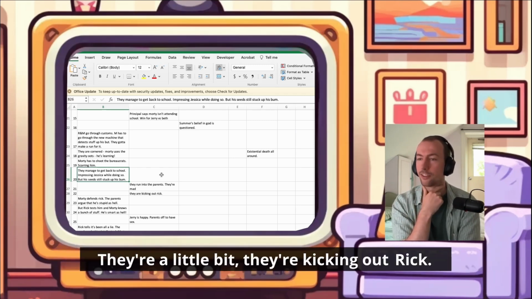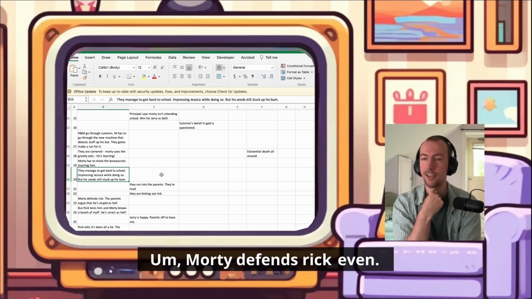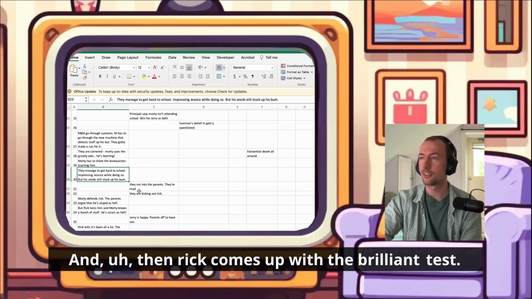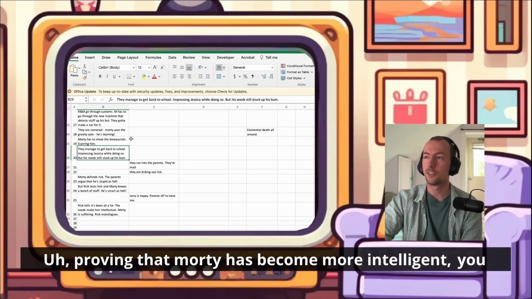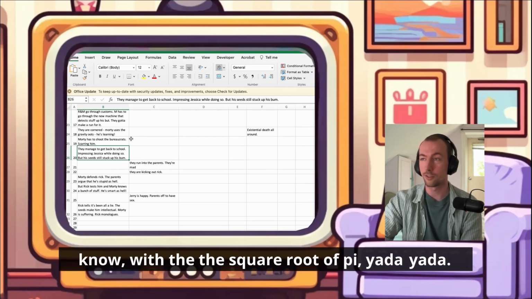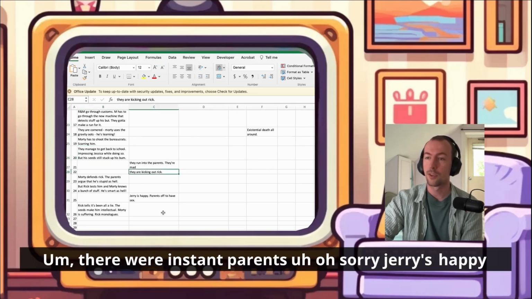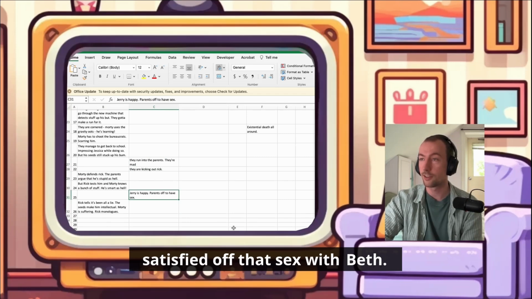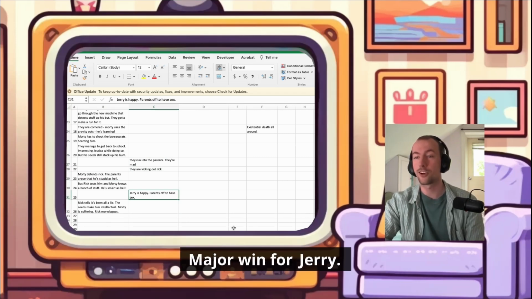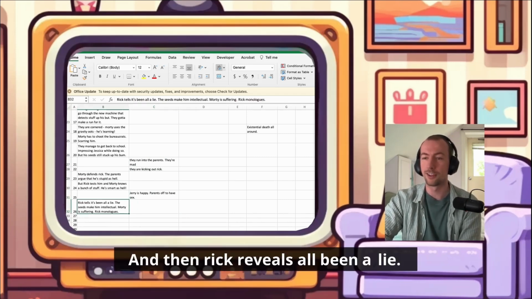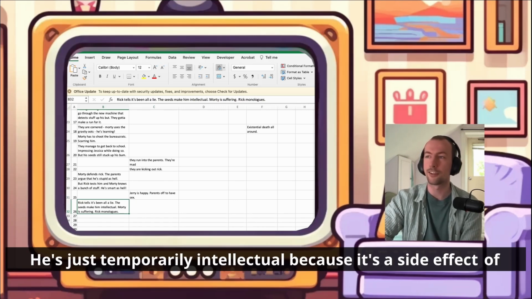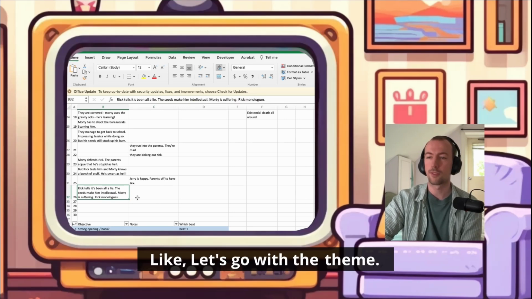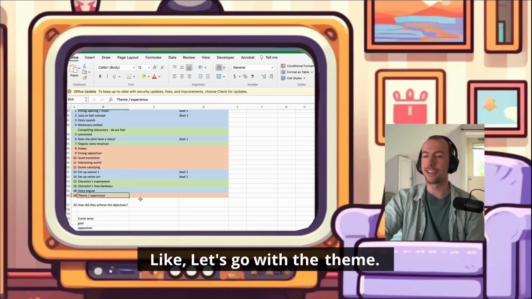They run into the parents again. They're livid. They're kicking out Rick. Oh my god, Morty even defends Rick. And then Rick comes up with a brilliant test proving that Morty has become more intelligent, with the square root of pi, yada yada. Jerry's happy, satisfied, off to have sex with Beth. Major win for Jerry. And then Rick reveals it's all been a lie. He's just temporarily intellectual because it's a side effect of the seeds. And that's just great. Let's go with the theme.